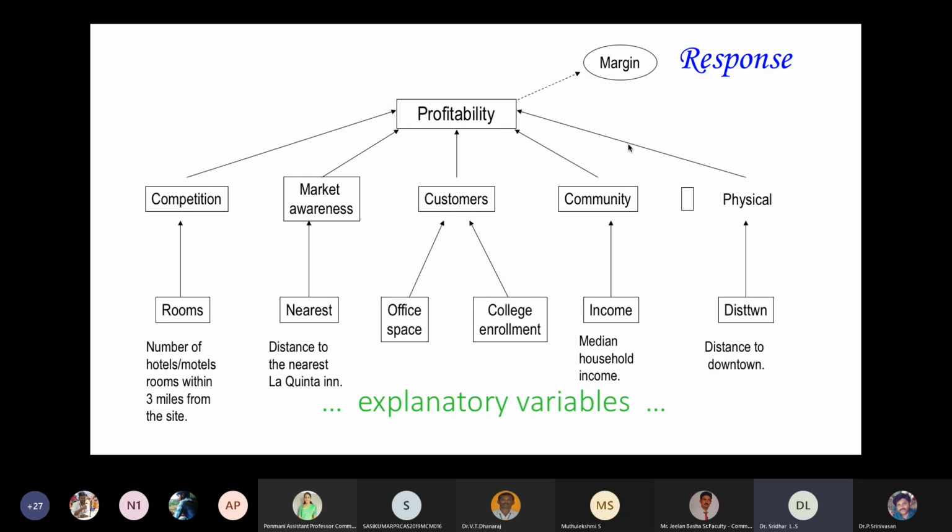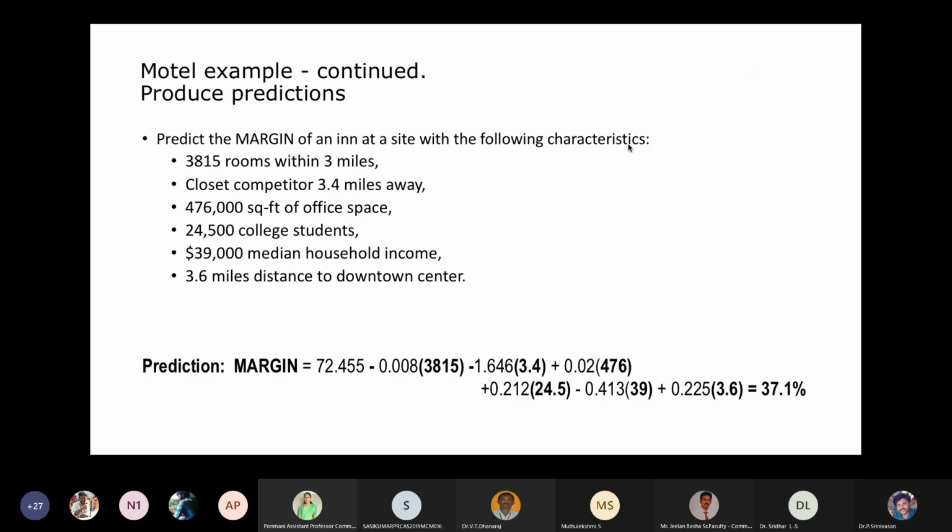So you can see the profitability and these are the things: competition, market awareness, and the customers are the factors. There is also a variable, community income, and the distance down. All of these try to explain the profitability. These are the explanatory variables, the X variables, the independent variables. Profitability is the Y. So now that is the condition under which we make the regression model.